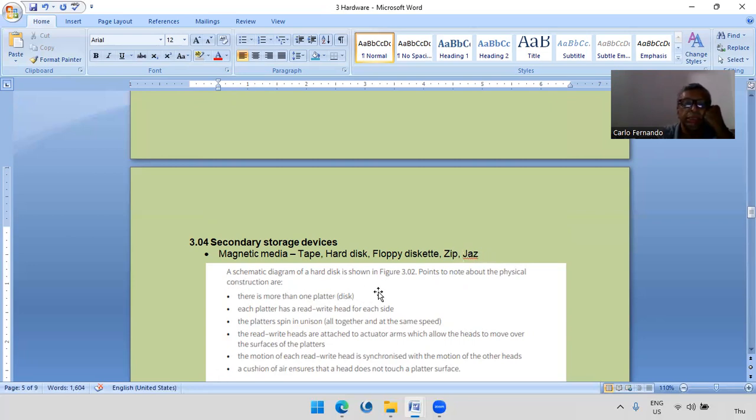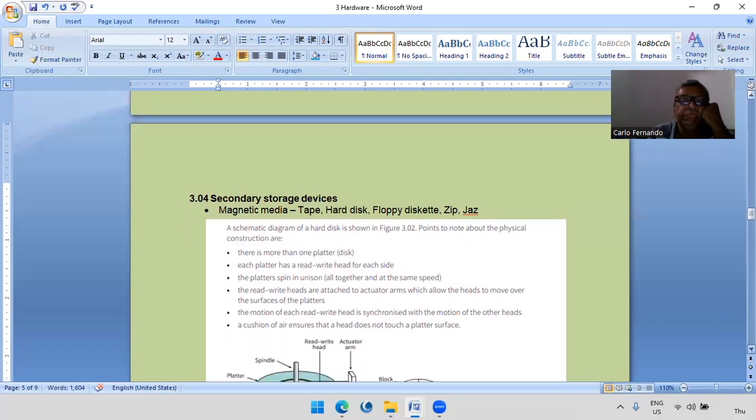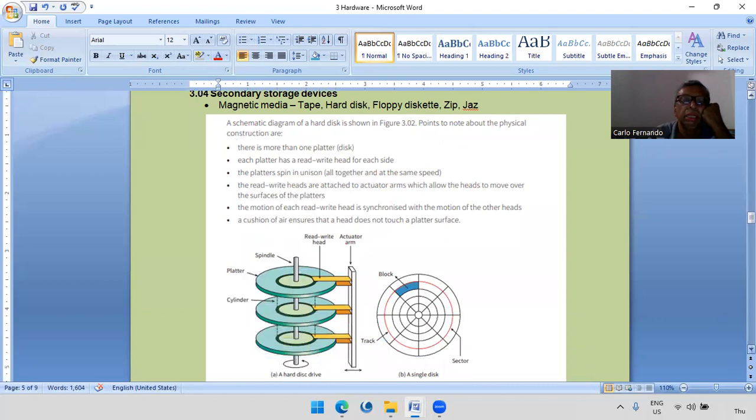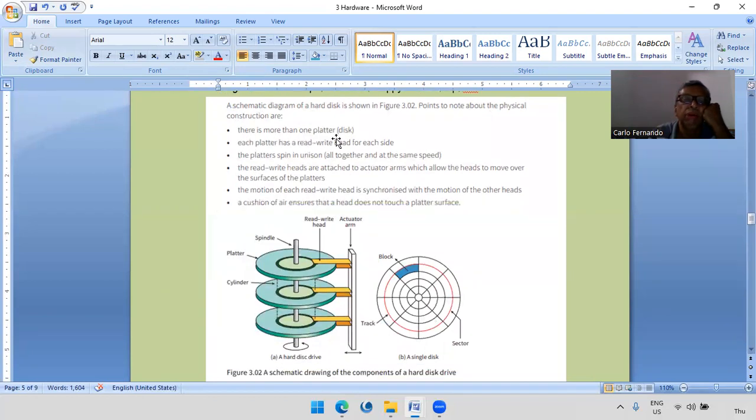A schematic diagram of a hard disk is shown in figure 3.02. Points to note about the physical construction are, see that this is a diagram. There is more than one platter. In this one hard disk, there are three platters, three disks, three circles. The term is platter. Each platter has a read-write head for each side. See? These are the read-write heads, on the actuator arm. This is the actuator.